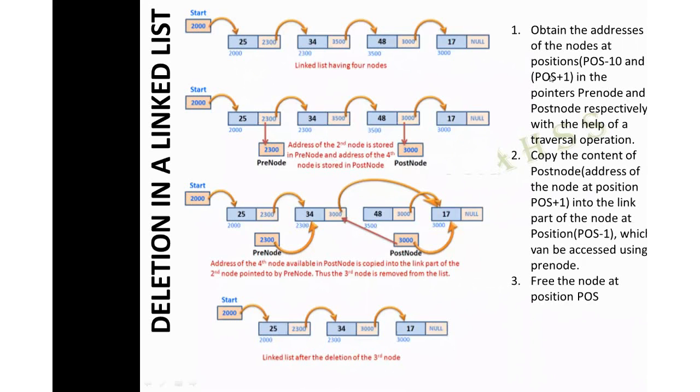Now coming to this diagrammatic representation. This is the original list. In the last example, what we saw was an insertion in a linked list, where a node with value 48 is inserted here. This is your revised linked list with 4 nodes.